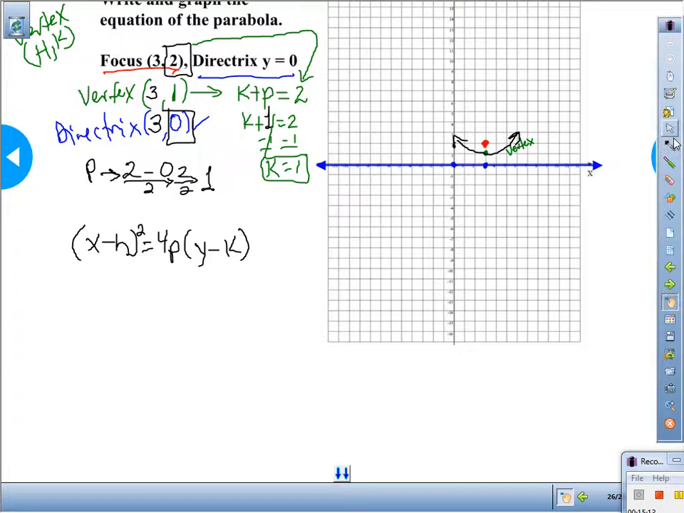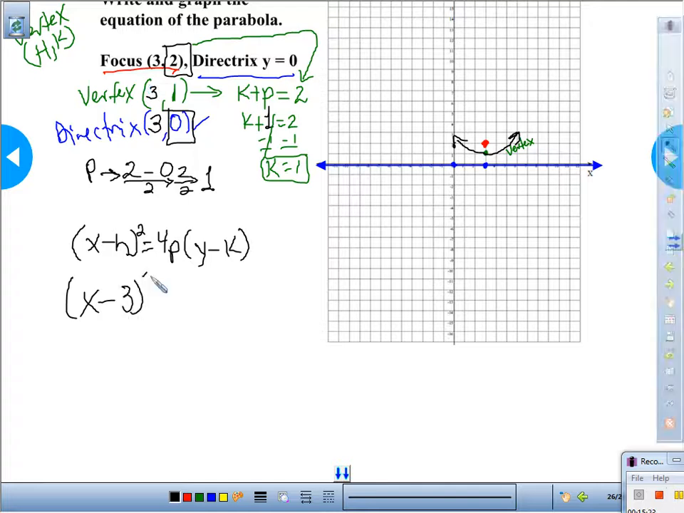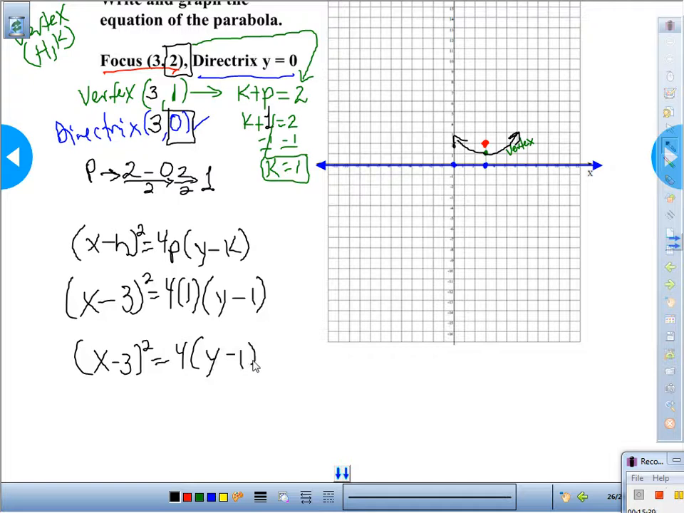Okay? All right. And the last part. Ready? Writing utensils down. Look up. What's next? All we have to do is substitute values. Here we go. (x minus, what is h? 3) squared equals 4 times p. What is p? 1 times (y minus k). What is k? 1. We end up with (x minus 3) squared equals 4 times (y minus 1). And that's my equation of the parabola. Copy that, please.